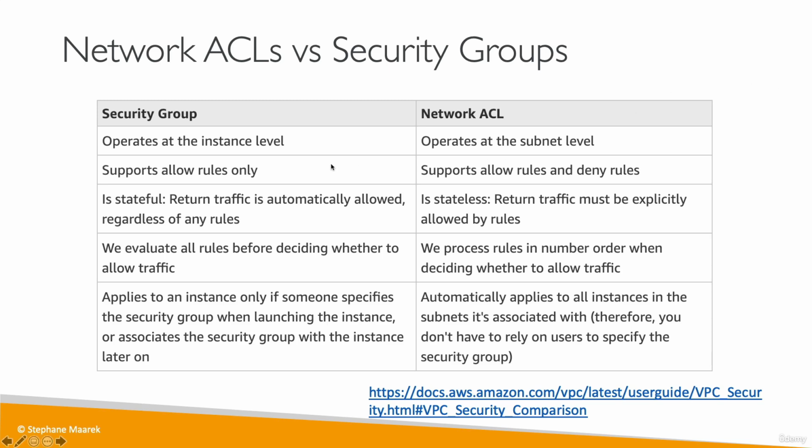Well, a security group operates at the instance level, whereas a network ACL operates at the subnet level. A security group supports only allow rules, whereas a network ACL supports allow rules and deny rules. And finally, in a security group, the return traffic is automatically allowed, regardless of any rule, so that's called statefulness. And in a network ACL, the return traffic must be explicitly allowed by rules, which is called stateless. So that's it. Again, from an exam perspective, I really think the first two or the first three rules are enough. So let's go into our default VPC to see what we have.